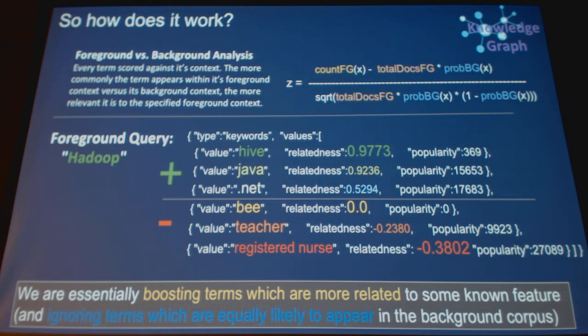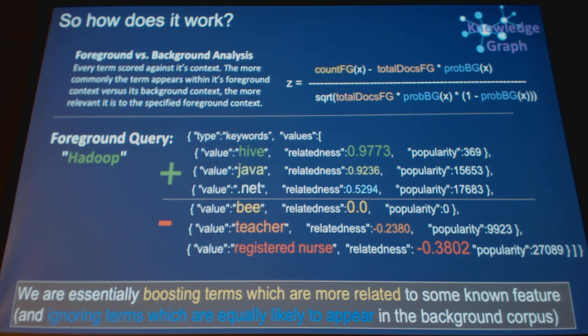It does foreground background analysis, similar to a statistically probable phrase kind of algorithm. You think of it basically as just a z-score. So the idea is, if I have the keyword Hadoop, and I pass that into Solr, and I also pass in the keywords B, Hive, .NET, Java, registered nurse and teacher, then what I'm asking you to do is tell me how related all of these words are to my original search of Hadoop.